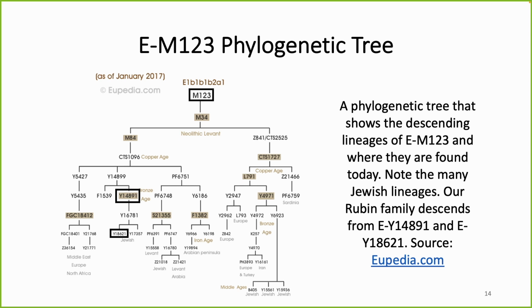And where does the Rubin line trace down to? EY14891, which we're going to talk about, and EY18621. I've sort of shown the boxes of where the Rubin line fits in this tree, but I really want to point out here there are so many Jewish lines in this tree that are descended from EM123. So all of this is Jewish here that we're going to talk about. This line here is Jewish, and all of this group is Jewish.